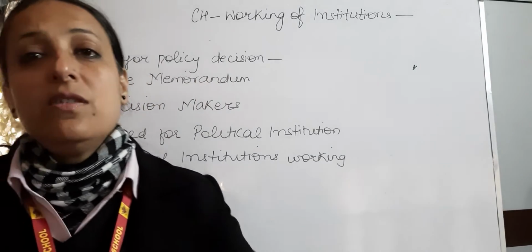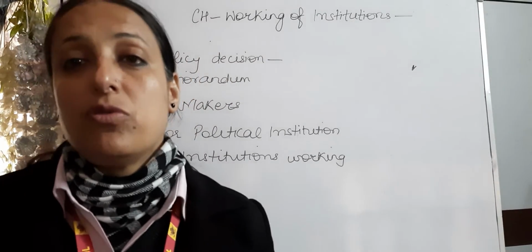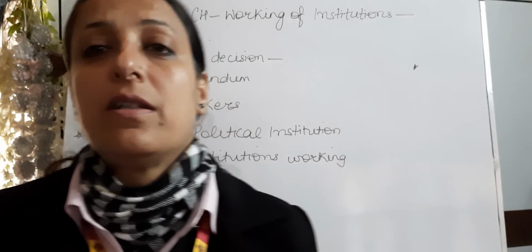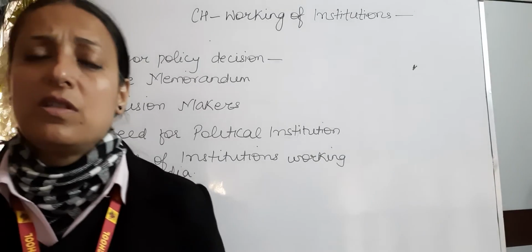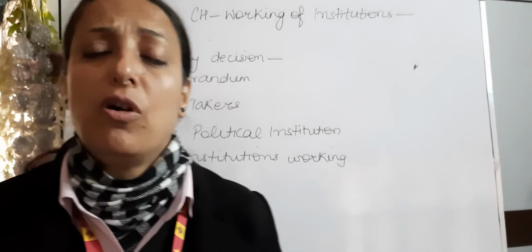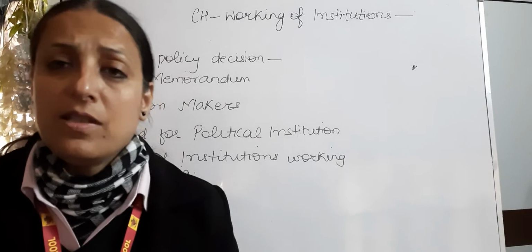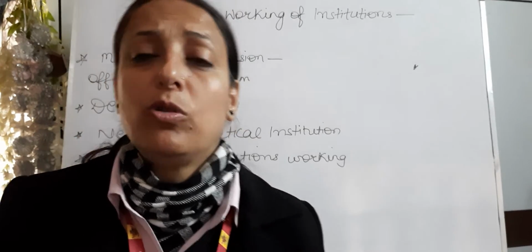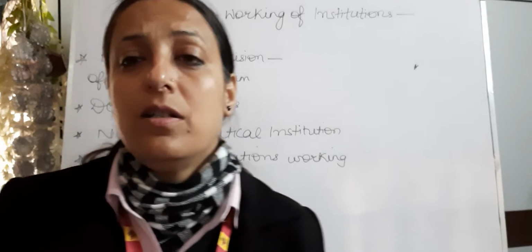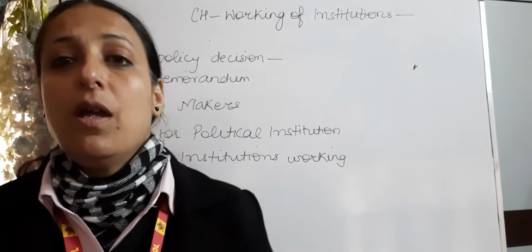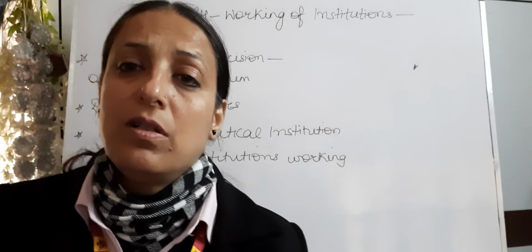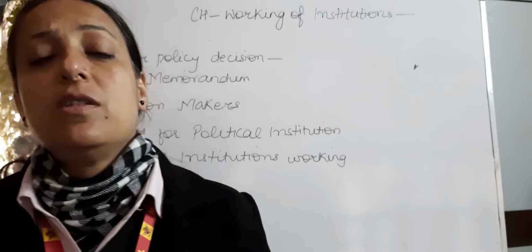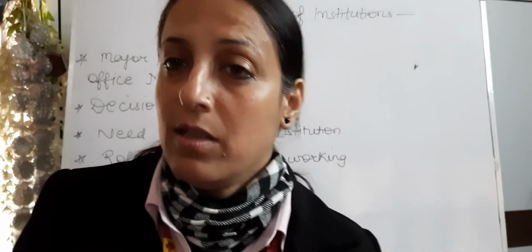Now we will see in this chapter how these political institutions work: how the major policy decisions are taken, how the framing of laws is done, how the policies are implemented, how justice is provided to the people, and how conflicts are resolved in a democratic setup. So this we are going to study in this chapter, and the chapter starts with how major policy decisions are taken.